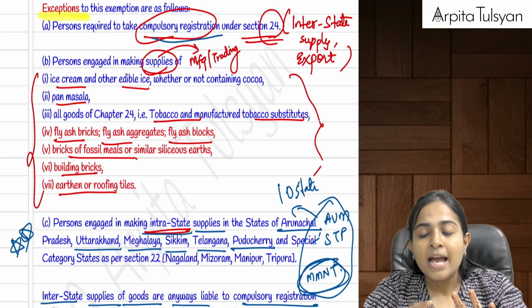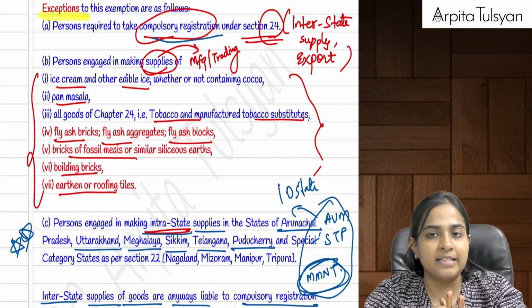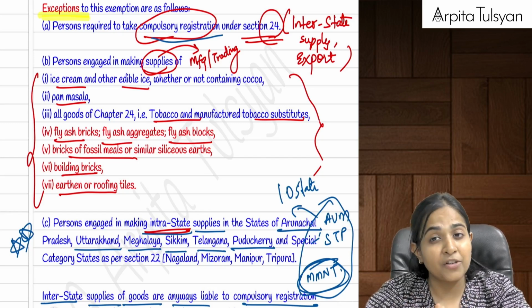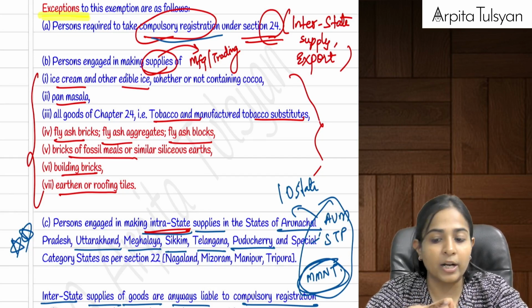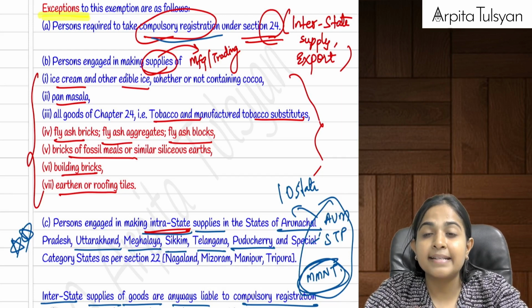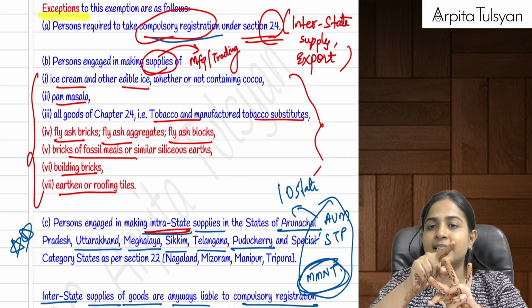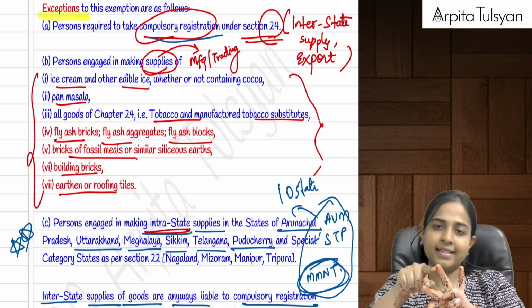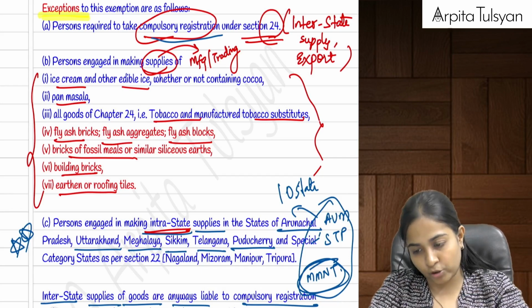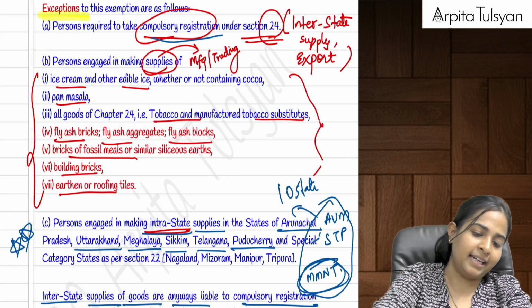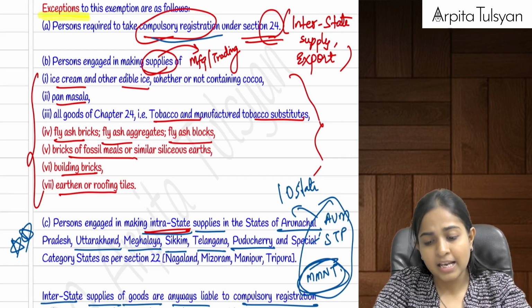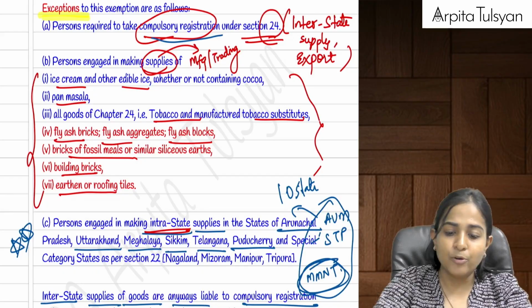First one was any person eligible for compulsory registration. Next one was specified products, supplying specified products. Third one was any person making intrastate supply in those 10 states. Bifurcation of 10 states: 6 states with a 20 lakh limit, 4 states with a 10 lakh rupees limit. And the 4th one is any person who is voluntarily registered will not get the benefit of this 40 lakhs. Are you clear till here?